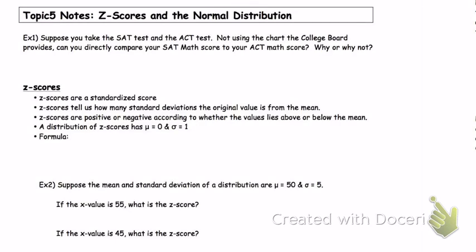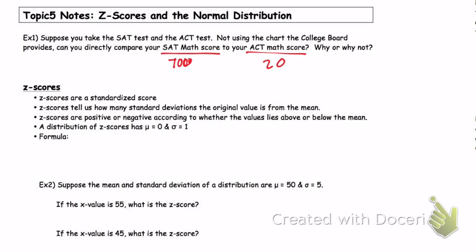So suppose you take the SAT test and the ACT, not using the chart on the College Board. Can you directly compare the SAT math with your ACT math? So if you scored 700 on the SAT math, and then you scored, I don't know, what's a score on the ACT math? Like 20 or something. Can you say that you did better on SAT because you got a higher score? Does that make sense?